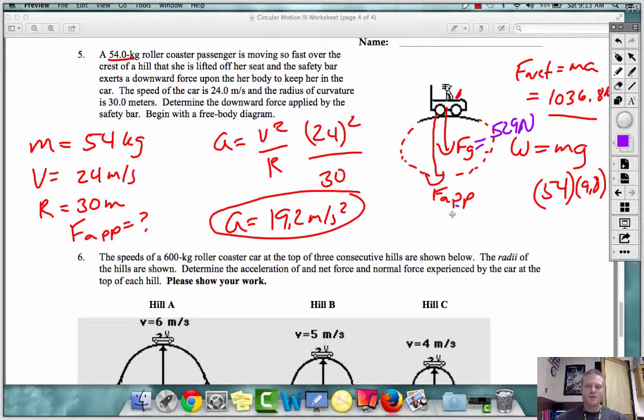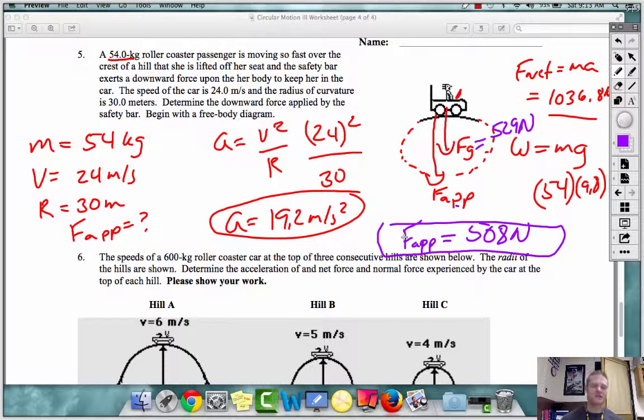Okay, so what's F applied, or FAP, as I so affectionately like to call it? If you take the F net minus the force of gravity, I get about 508 newtons, and that would be the answer. 508 newtons of force is being applied to her legs or wherever this bar is situated on her to basically push her back down towards the center of the circle.